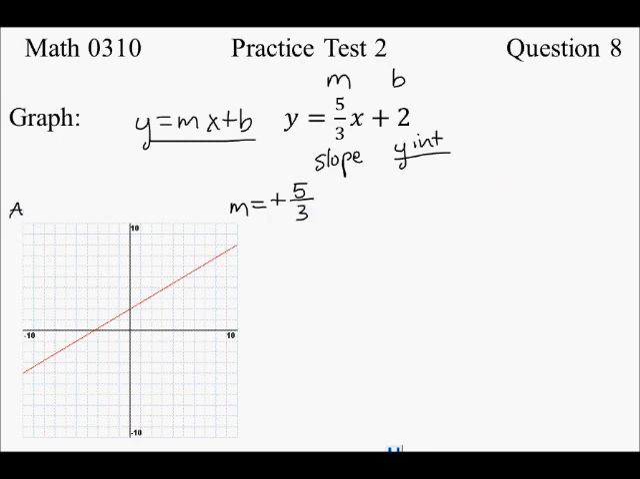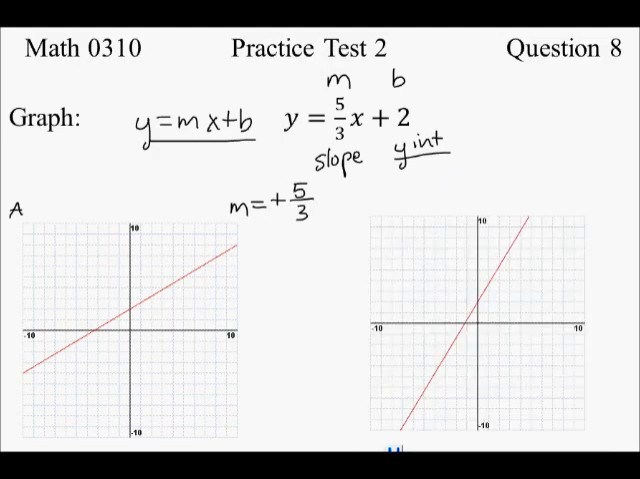And we also have answer choice C. Answer choice C has a positive slope, which also goes up and to the right. B and D do not. They go down and to the right, so they have a negative slope. Here our slope is positive 5/3.